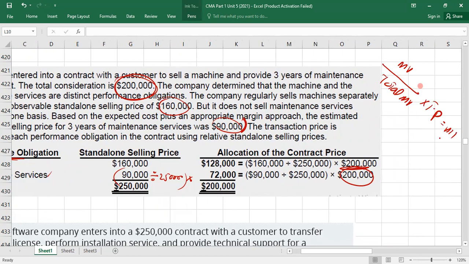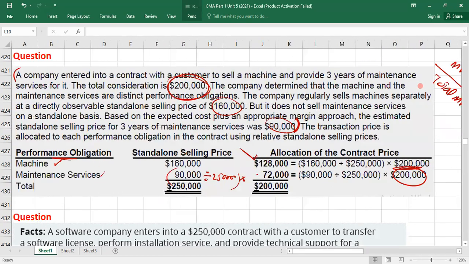Clear? It means how much will be allocated to the machine? 128,000. And how much will be allocated to maintenance? 72,000. The machine is allocated, but the machine is delivered, right? Delivered or not? Delivered. But the maintenance service will be provided over 3 years.